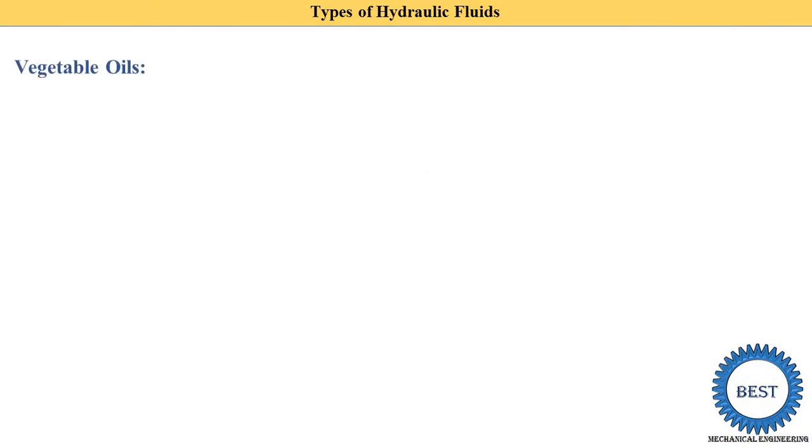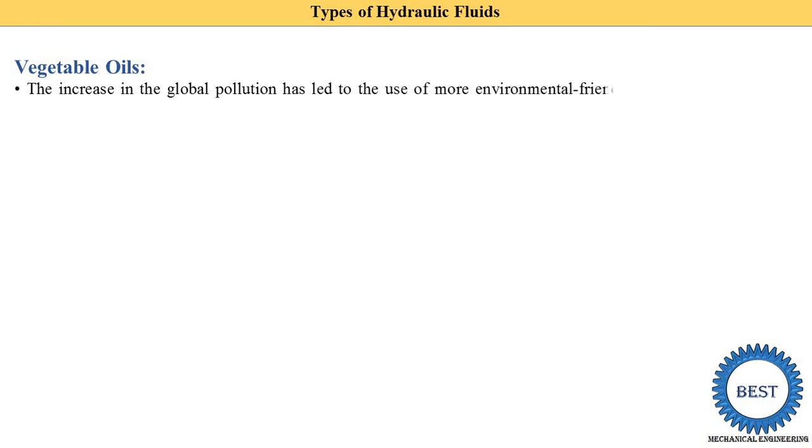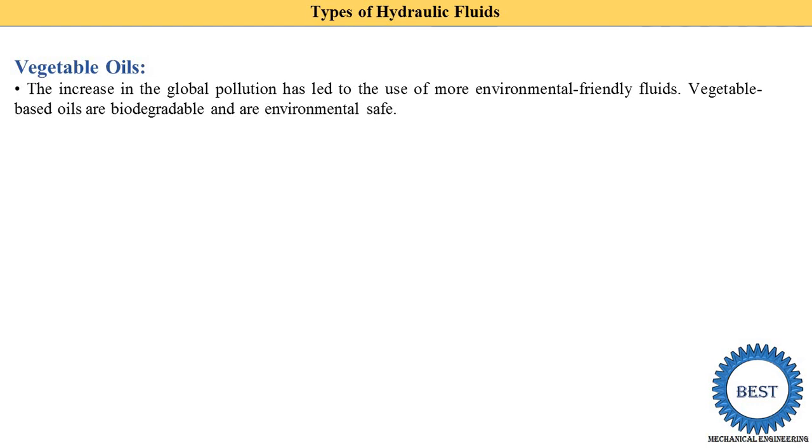Next type is the vegetable oils. From the name you can understand that vegetable oils are manufactured or created from various types of vegetables. The increase in global pollution has led to the use of more environmentally friendly fluids. You know that pollution has increased globally, so we need to use more environmentally friendly fluids. Vegetable based oils are biodegradable and environmentally safe, which means after use we can easily biodegrade these vegetable oils.